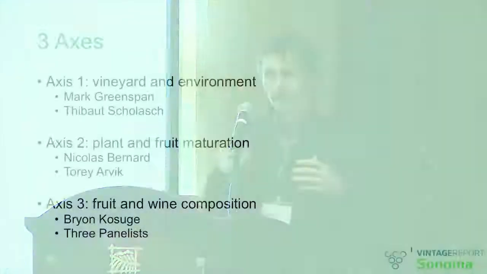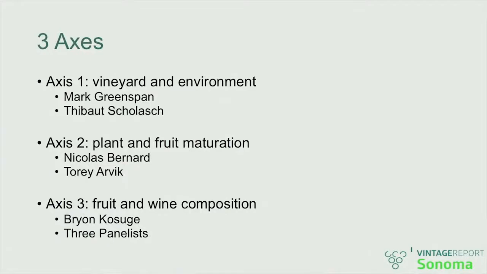In order to frame and articulate the different considerations, we essentially focused on three axes that are going to pace the speed at which maturation occurs. The first axis, which we've discussed together with Mark, focuses on vineyard and environment, or better said, how the environmental stresses, whether soil conditions or atmospheric conditions, are modulating vineyard performance in terms of biomass production, but also in terms of photosynthesis activity.